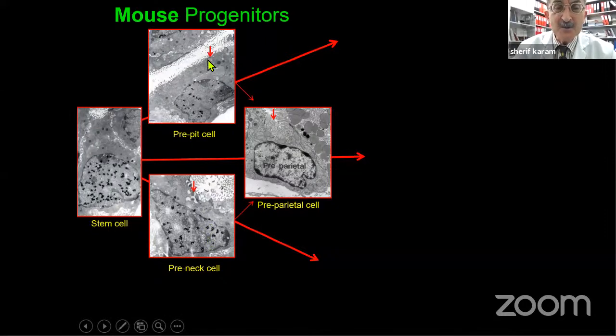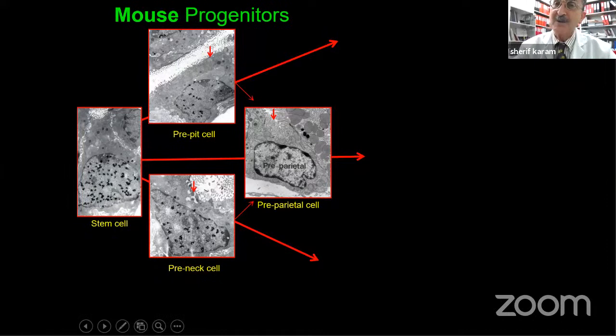Now, these two progenitors can give rise to this progenitor here. This progenitor, the pre-parietal cell, cannot divide. We have never been able to see these progenitor cells dividing, and this is a characteristic feature of the pre-parietal cell. Also, mature parietal cells do not divide.